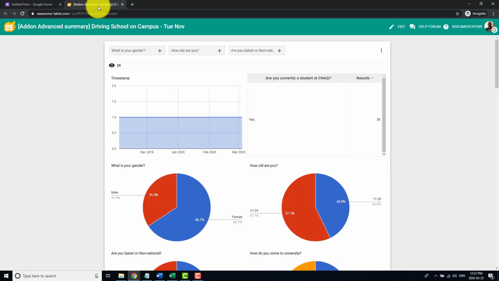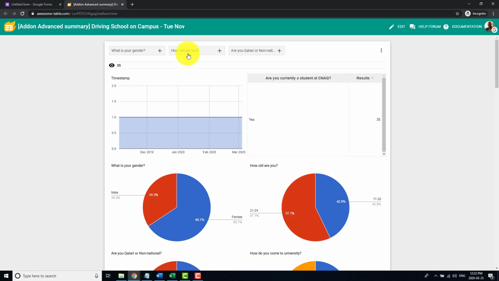Going over here, what you'll see is this is Awesome Tables summary of all my data. Okay, but it's the exact same thing. It's still 34% male or 65% female. Nothing has changed because I haven't told it to do any sorting. The sorting comes from here.